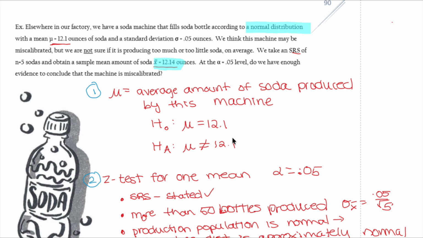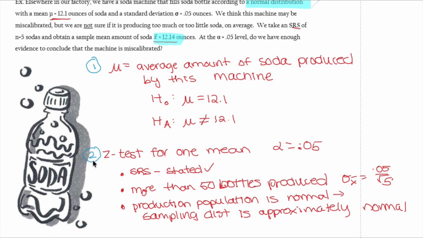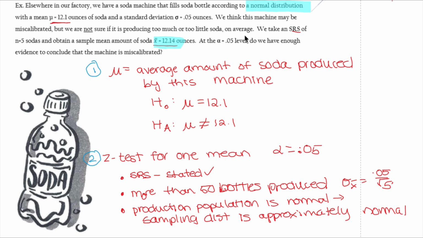And the second part is going to be plan. First of all, the name of the procedure is going to be z-test for one mean, and state the alpha. In this case, it is given to us. Use the alpha at 0.05 level, which we do right here. And check the conditions. First, is it SRS? Well, it is because it's stated right here. And is it more than 50 bottles produced? Because we use the sample size of 5, we want to make sure that our sample size is less than 10% of the population.